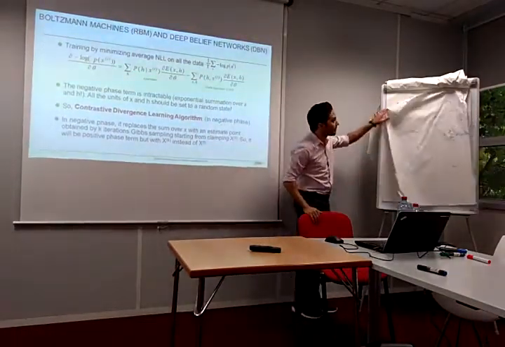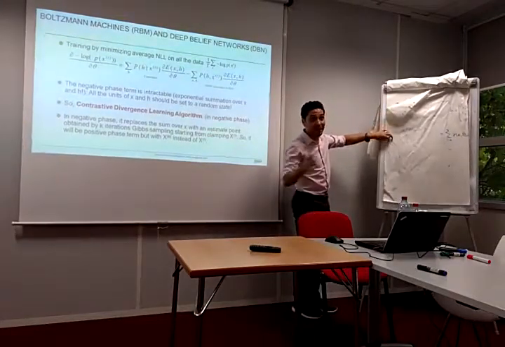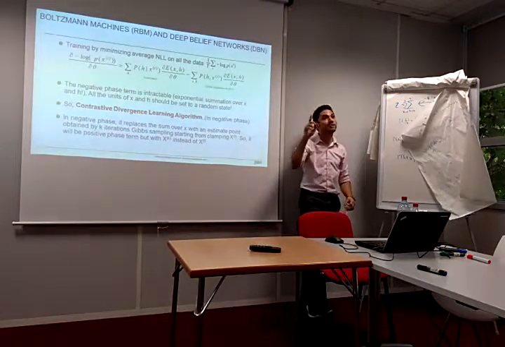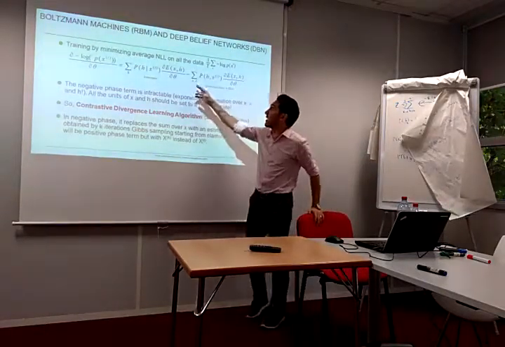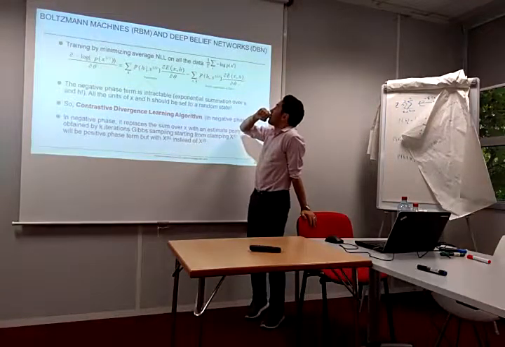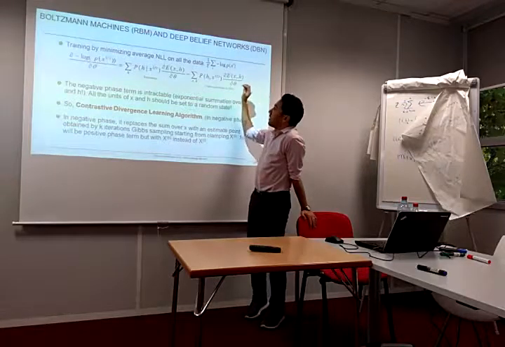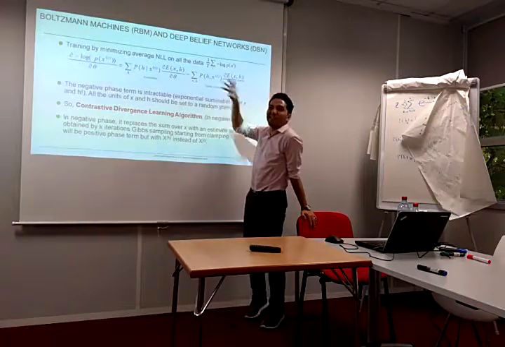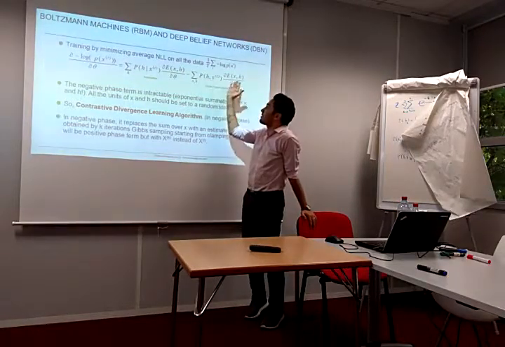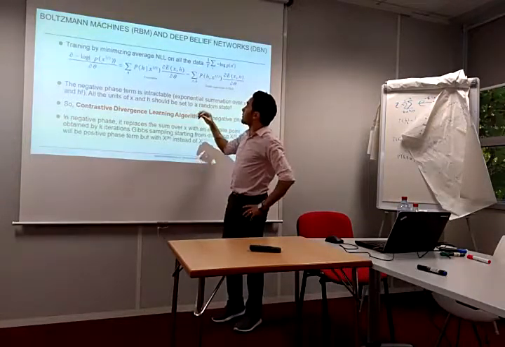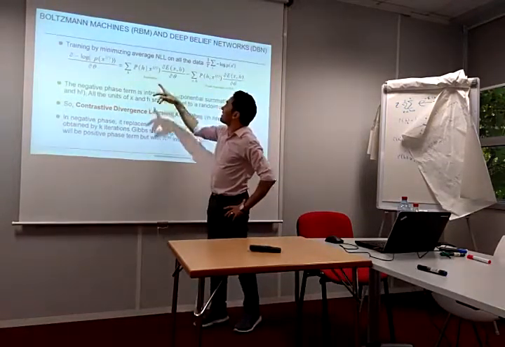Because when we say that we have a problem with Z, and we say it is intractable, it was because of the same reason. It was a double summation over x and h. Here we have the same thing. So we will use the CD algorithm to put some estimation for the value of this negative term. Also, we will use some trick to evaluate this term.